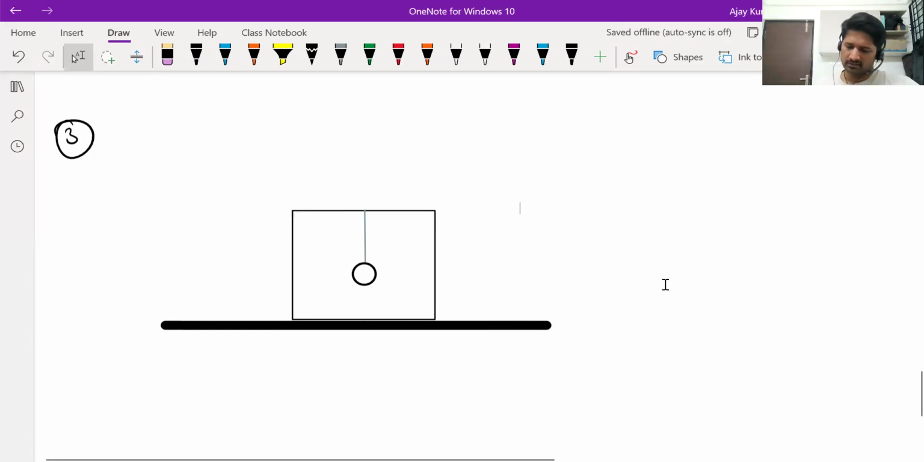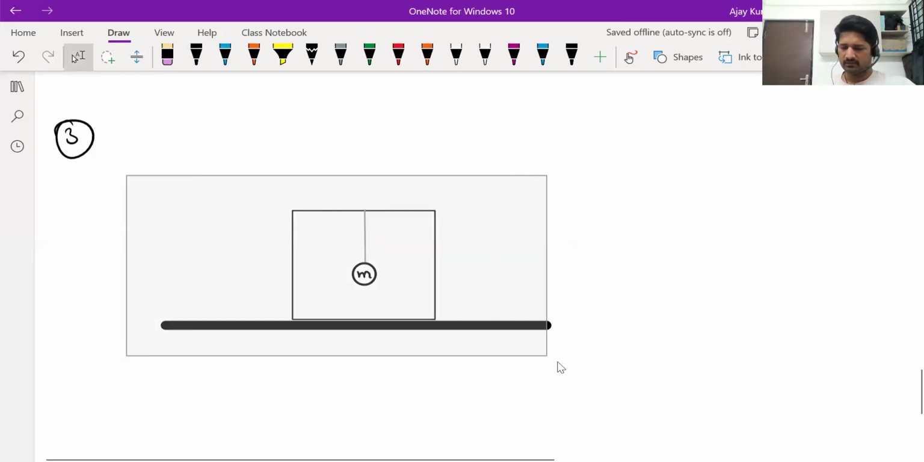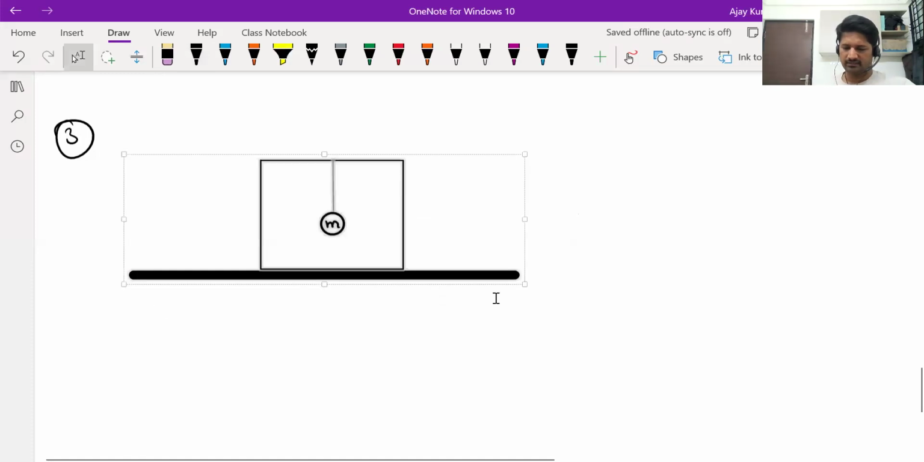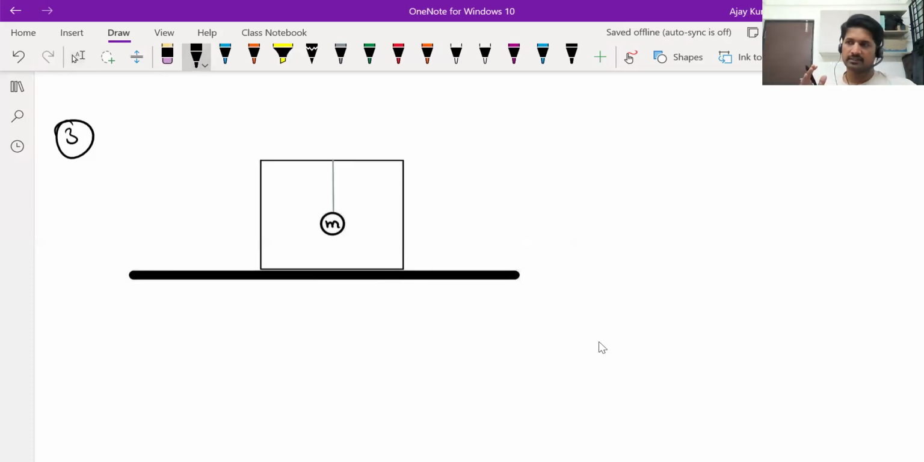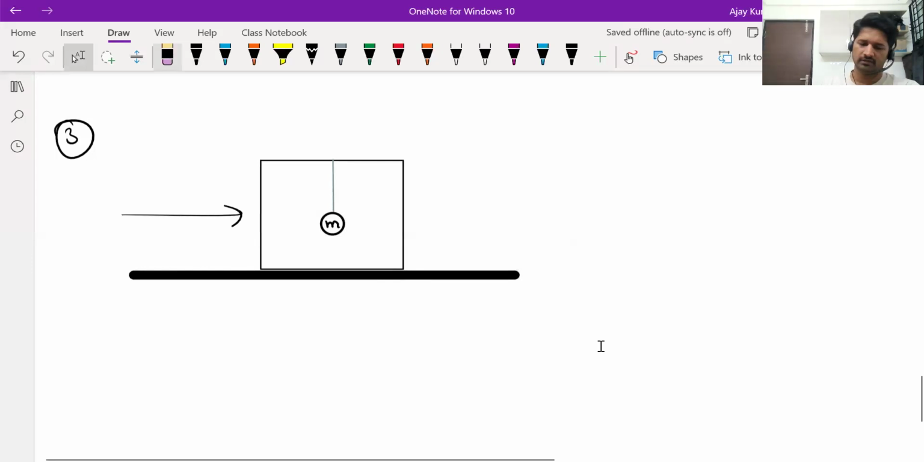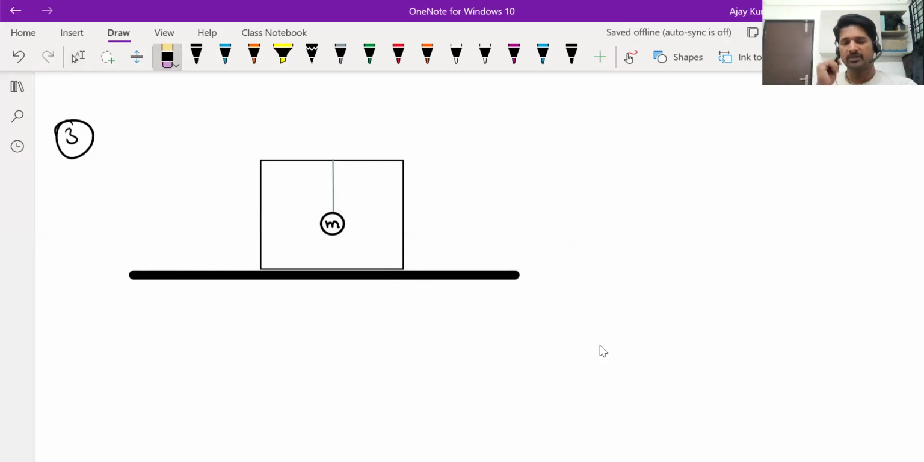Initially system is at rest, and inside the container, there is a pendulum suspended. You can assume mass of the bob of the pendulum to be m. Assume everything was at rest initially. Now, suppose the container starts accelerating to the right. Okay, we push it and somehow make the container move forward. What will happen to the bob?